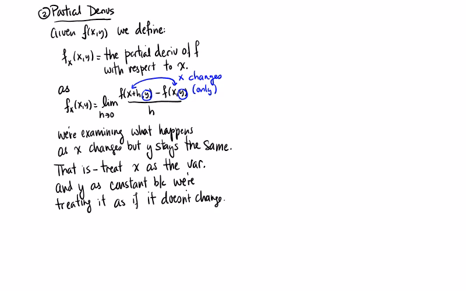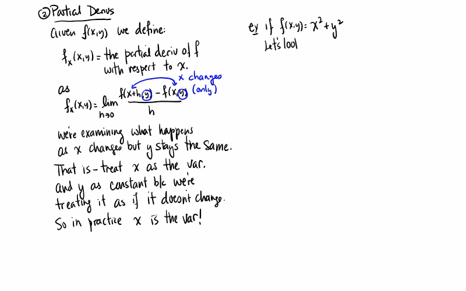So in practice, this is what we do. X is the variable. So let's look at an example. Really, really simple first example. If f of x, y is, say, x squared plus y squared, let's look at f sub x of x, y.